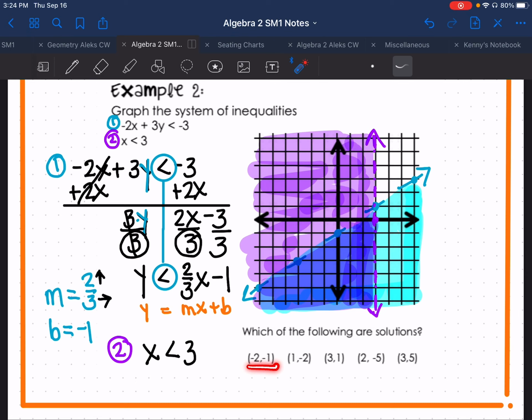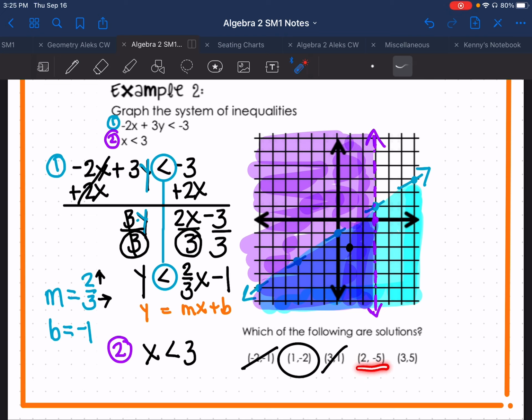All right, let's take a look at which of our following are solutions. -2 and -1. No, it's only in the purple. Cross it off. 1 and -2. Yes, that is a solution. 3 and +1. 1, 2, 3 and +1. Ooh, that's a tricky one. Remember, if the lines are dashed, it is not a solution. And take a look. The lines are both dashed, not a solution.